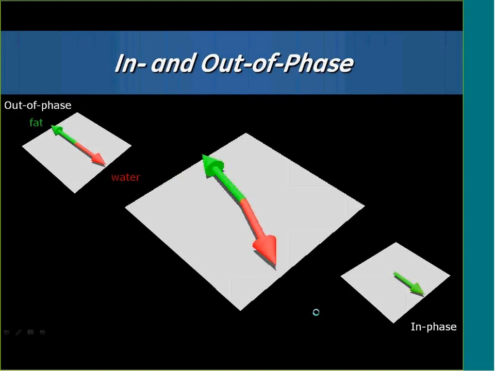So here's an example of those two vectors. So fat is green, water is red in this case. And you can see that as the echo time evolves, the water and fat periodically become out of phase and then in phase.